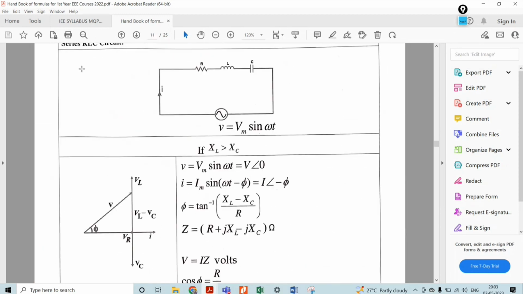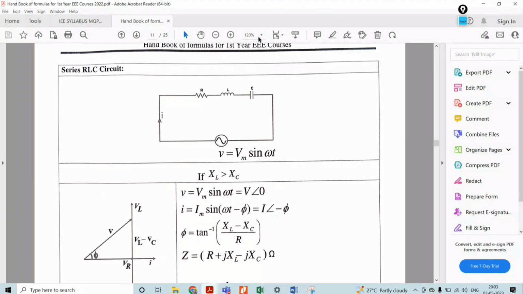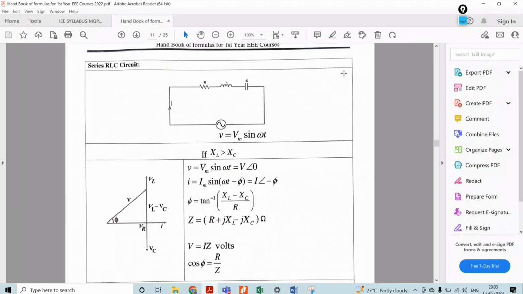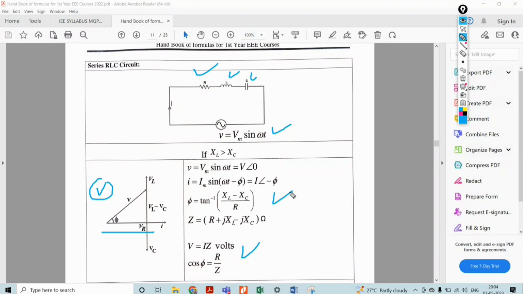Then for the series RLC circuit, this is your vector diagram. There will be a series resistance, and the inductance and capacitance are connected in series across the voltage V is equal to Vm sin omega t. But there will be three cases: XL is greater than XC, then XC is greater than XL, and XL equal to XC. Correspondingly, these formulas might change. In my regular class I did that. Go through that once, then according to that you can concentrate.